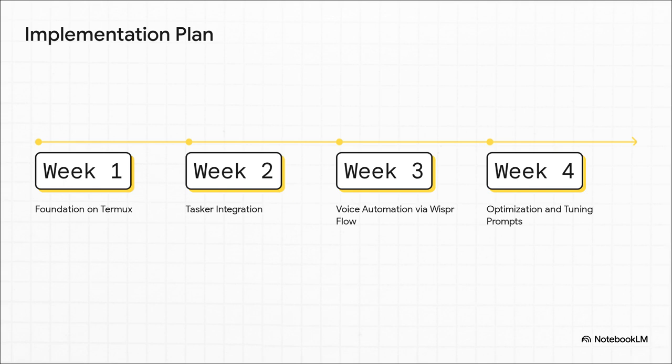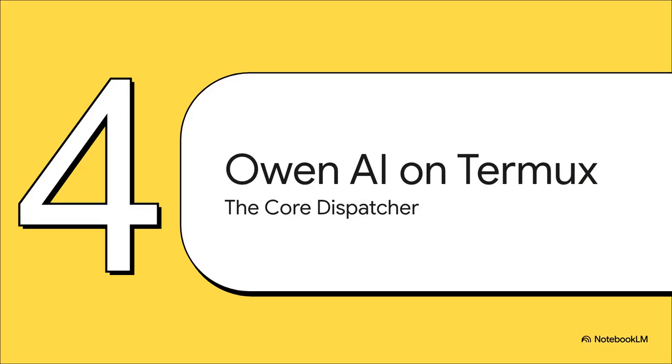This phased approach, it's absolutely key. It turns a standard mobile device into a fully autonomous AI router without the total burnout that usually comes with massive tech projects. On to Section 4, Qwen AI on Termux. This is the core dispatcher.